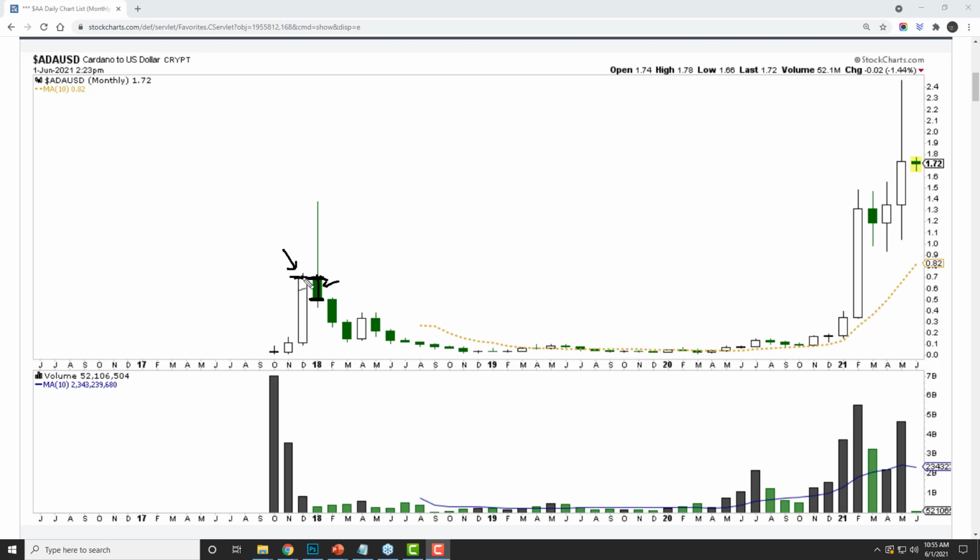It opens here, and then it closes down here. So this is a double top. Even though it has this long wick, you really have a double top happening here. So all of this tells us that Cardano back in 2018 is getting ready to go down.